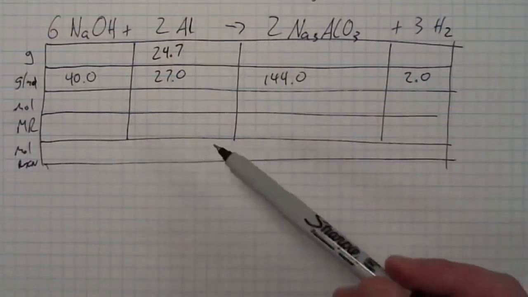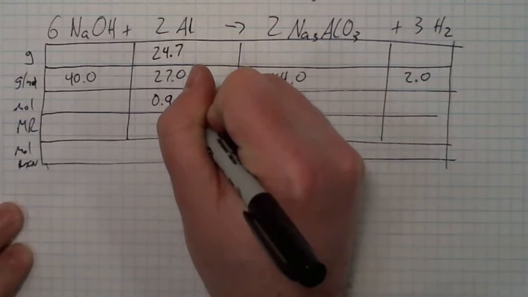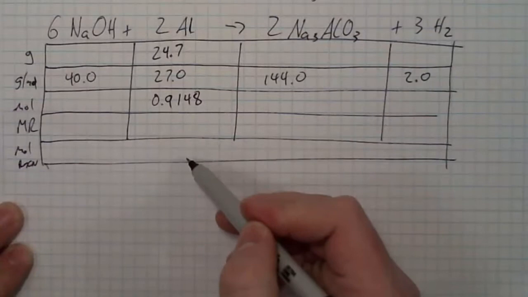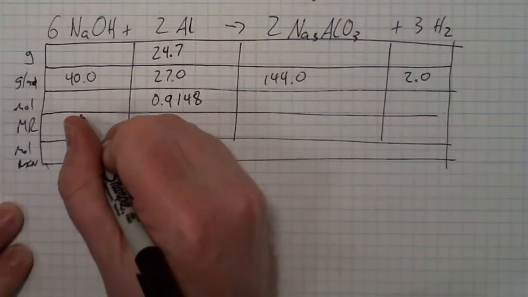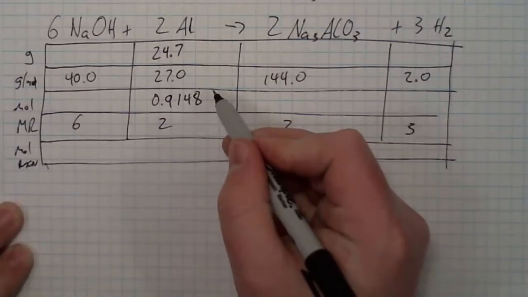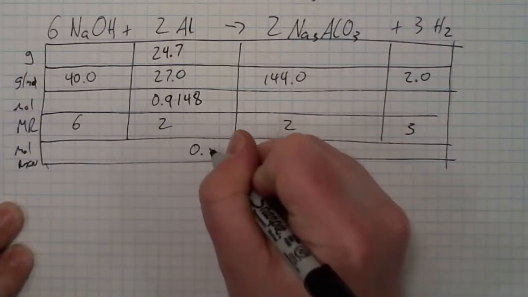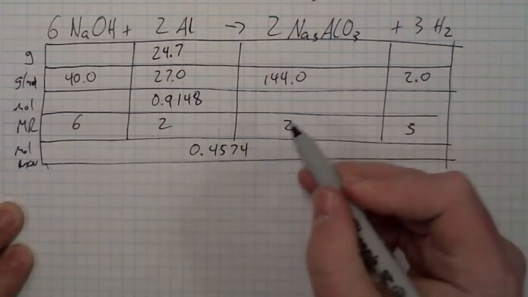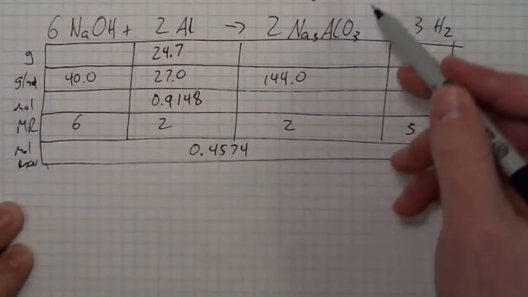Okay, so we can find out the number of moles of aluminum, and that is 0.9148. Now, what do I go next? Well, I want to come down to mole of reaction, but I haven't brought down my molar ratios yet. And that's these, the coefficients. So let's bring those down: 6, 2, 2, 3. All right, now I can find the moles of reaction. It's just 0.9148 divided by 2, which is 0.4574. Okay, and from this row, we can go back up the chart.